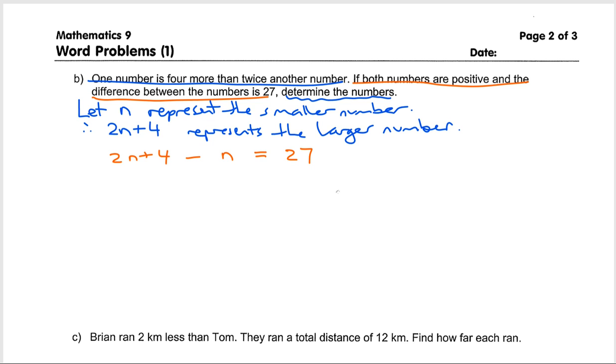So collecting the like terms, I have a 2n minus n. So 2n minus 1n gives me 1n plus 4 equals 27. I want to subtract 4 from both sides. And so n is equal to 23. Right? Now, is that my final answer? n is 23? No, of course not. I have to go back and see what did they want.